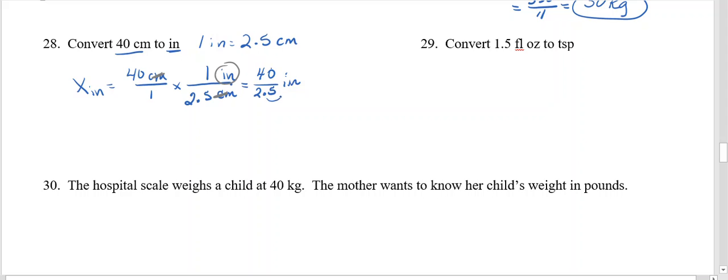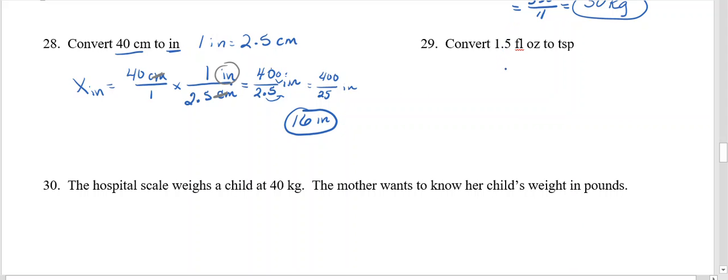So I've got to move my decimal over, which means I move my decimal over and add a 0. So now I have 400 divided by 25. Okay, I can look at that as $4 divided by 25 cents. How many quarters are in $4? Well, there's 4 quarters in $1. So 4 times 4 gives me 16. So there's 16 inches in 40 centimeters. So remember, inches is larger than centimeters, so there are fewer inches than there are centimeters.